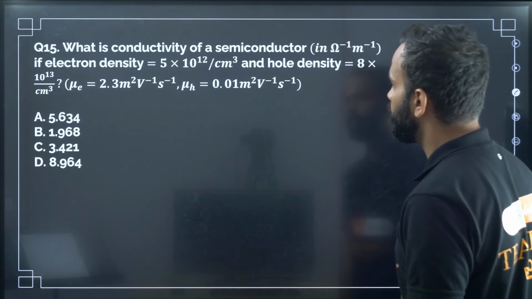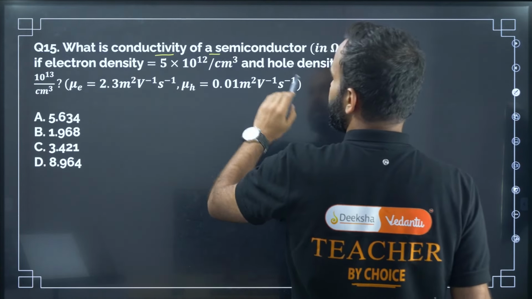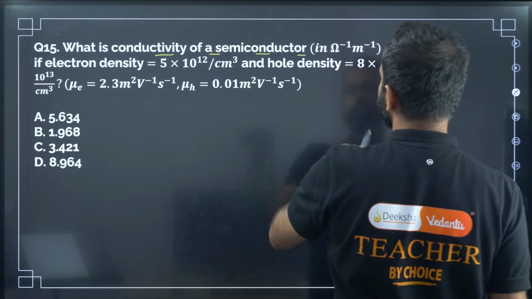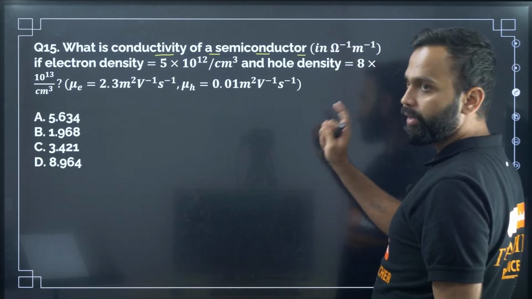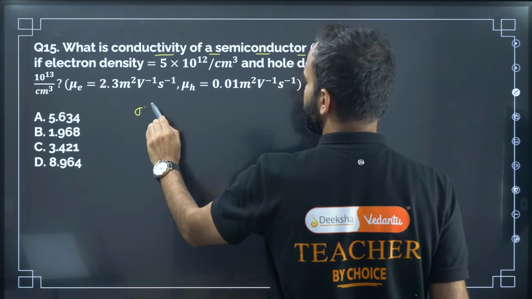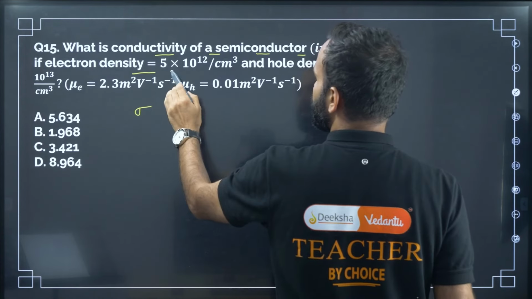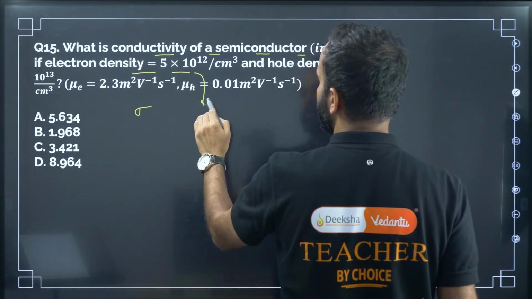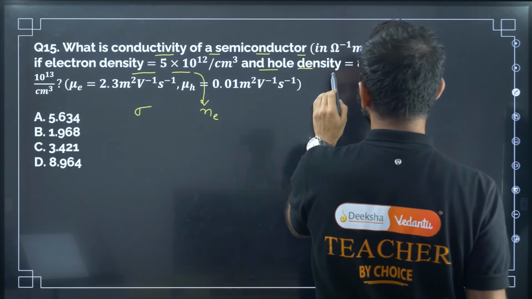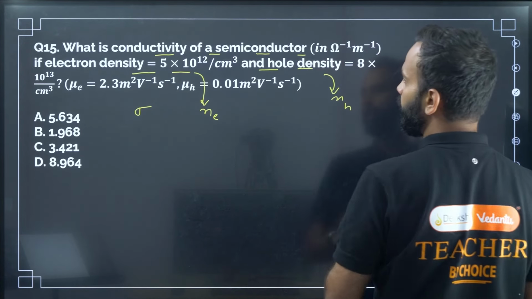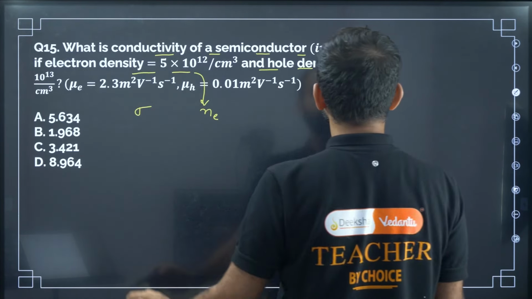Question number 15. What is the conductivity of a semiconductor in per ohm per meter? The conductivity of the semiconductor, that is sigma, if the electron density, that is Ne, and the hole density, that is Nh, are given.